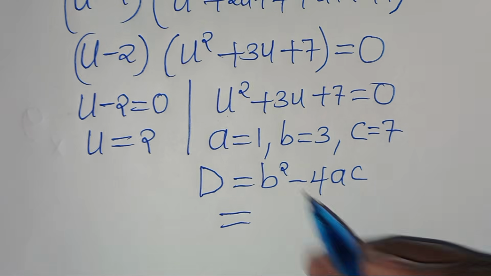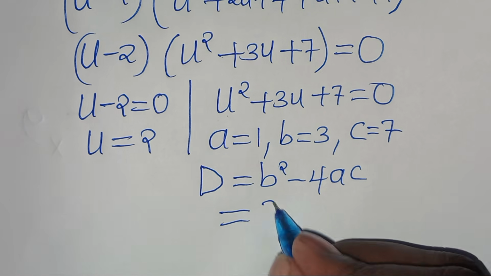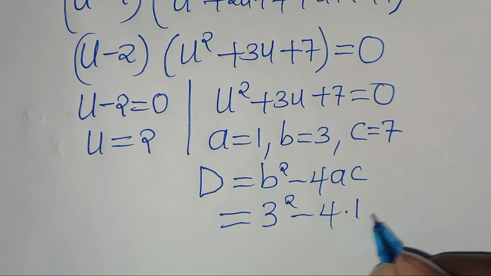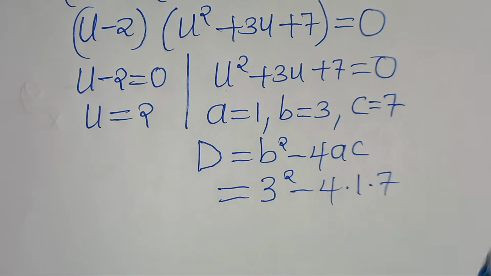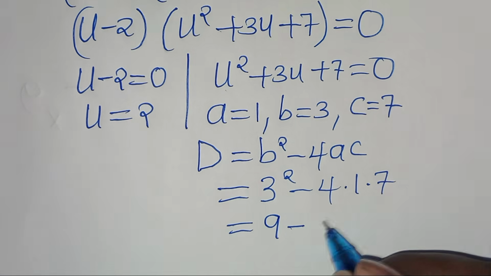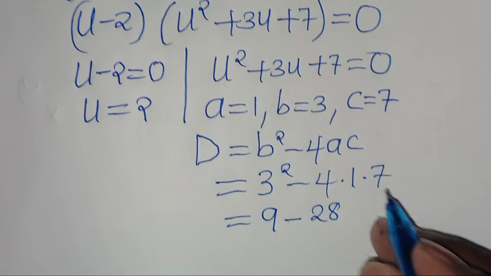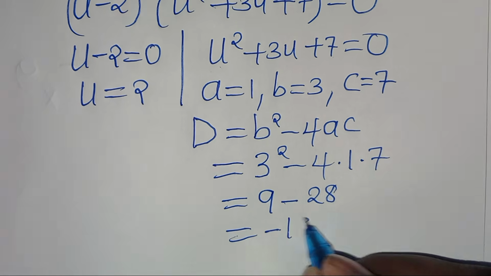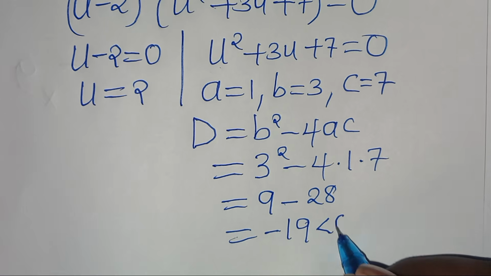Now, let's substitute a, b, and c in this formula here. This is 3 squared minus 4 times a, which is 1, times c, which is 7. So this is 3 squared, which is 9, minus 4 times 7, which is 28. And in this case, we have 9 minus 28, and this is negative 19, which is less than 0.